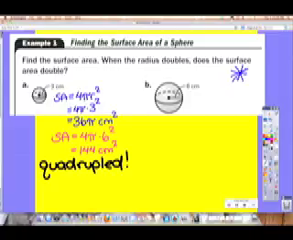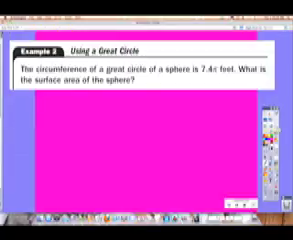Here we go. This one, the circumference of a great circle, so the biggest circle in a sphere, is 7.4 pi feet. What is the surface area of the sphere? How are we going to go about this one? Allie, what do you think? You have to backtrack the circumference to the radius and then put it into the... Allie, perfect. She said we've got to backtrack using circumference to find radius.